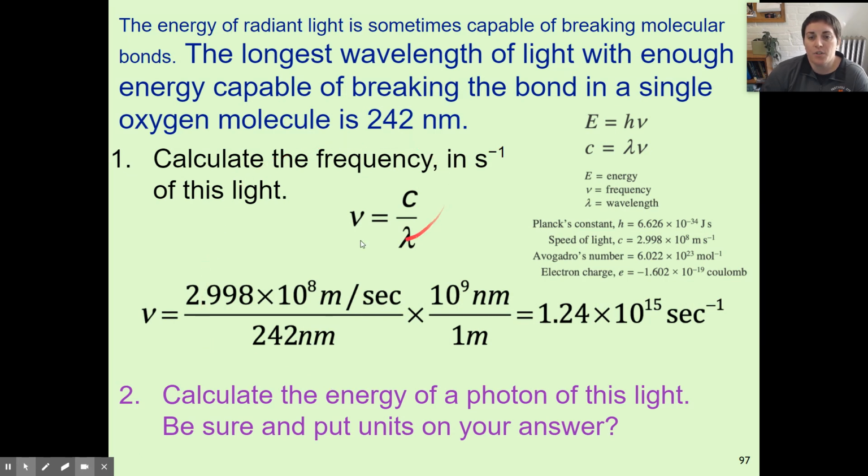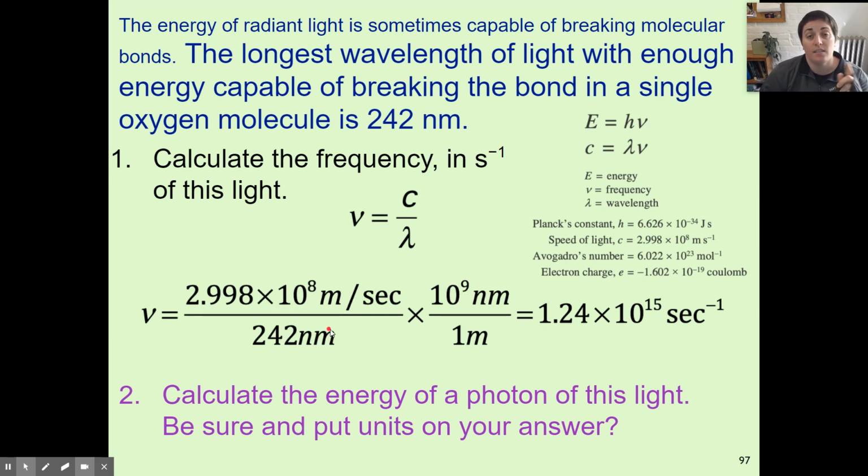So the equation you should have chosen is c equals lambda nu, but I'm going to rearrange it because we're solving for frequency. So frequency would be equal to c divided by lambda. And now I just need to plug in my information. c is the speed of light, it's a constant. And lambda is given, 242 nanometers.